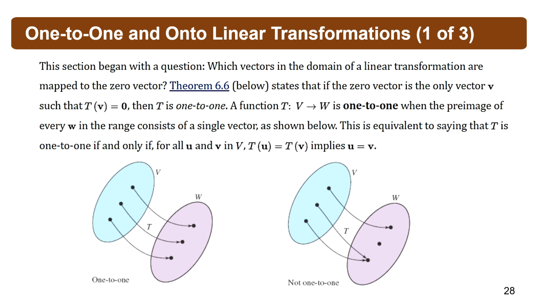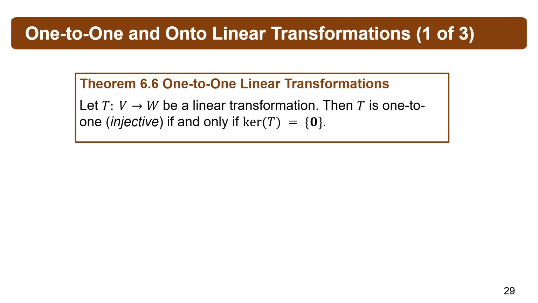So this one implies not one-to-one, but in here, it's one-to-one. Mostly, a linear transformation implies that it is one-to-one, but again, you have to check if that is a one-to-one transformation. This is theorem 6.6.